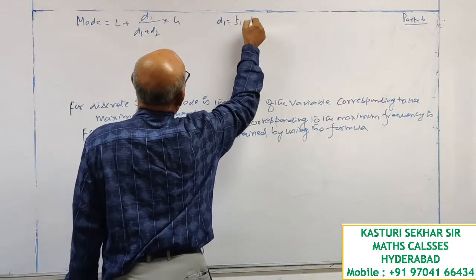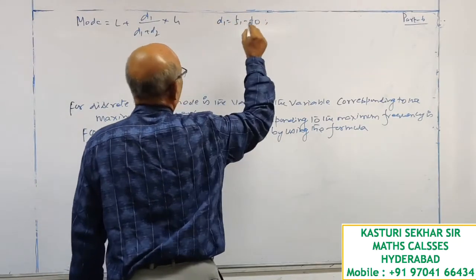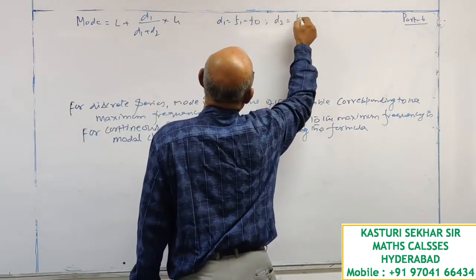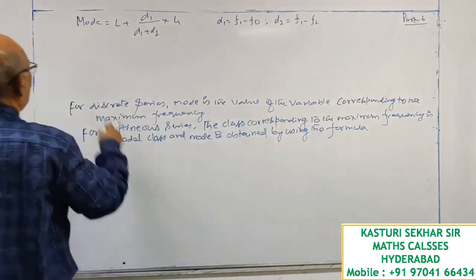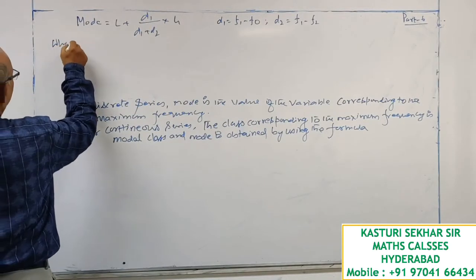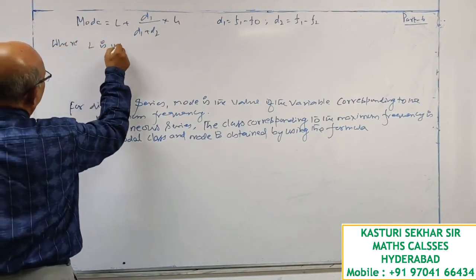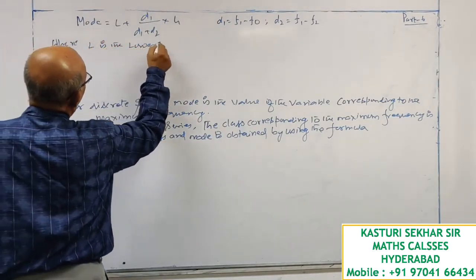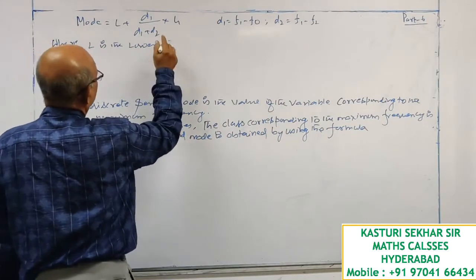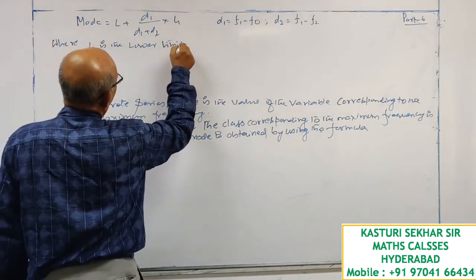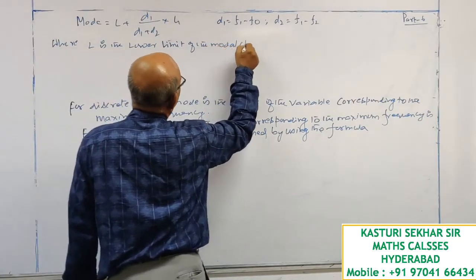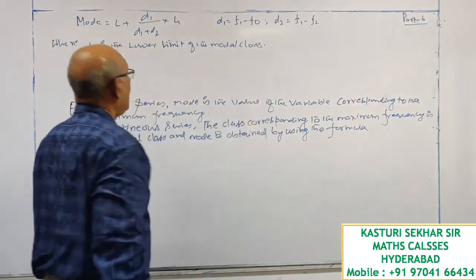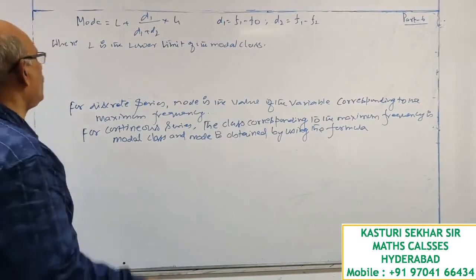D1 is equal to F1 minus F0. D2 is equal to F1 minus F2, where L is the lower limit of the modal class.